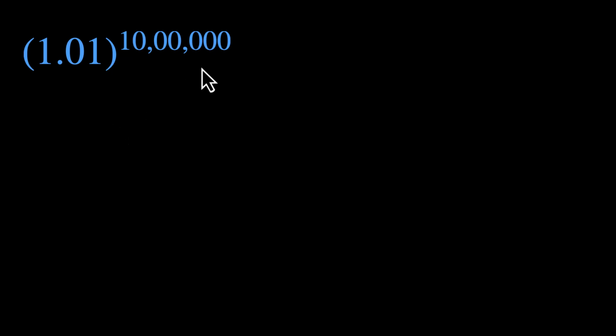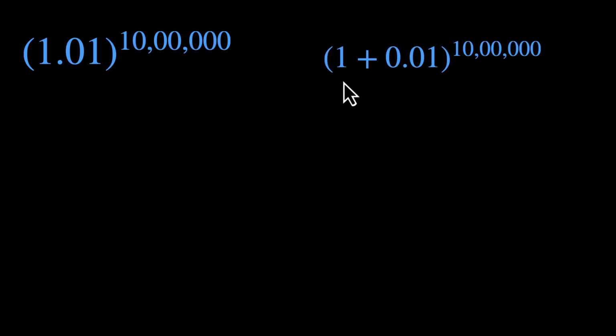1.01 to the power 10 lakh. We can break down 1.01 as 1 plus 0.01. Now this is of the form (a plus b) to the power n, and more specifically, this is of the form (1 plus x) to the power n. If you want to remember what (1 plus x) to the power n is, this is the expansion.